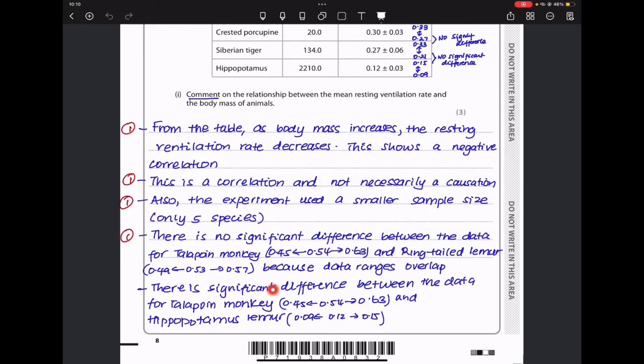So I say there is significant difference between the data of tarsier monkeys, whose range is that, and the hippopotamus lemur, whose range is that. Now, because there is no overlap among these data sets, we can say there is significant difference. And again, for some data sets, no significant difference, while for others, there is significant difference.